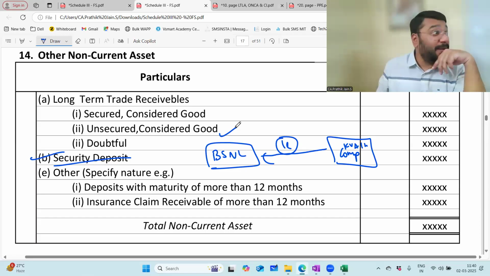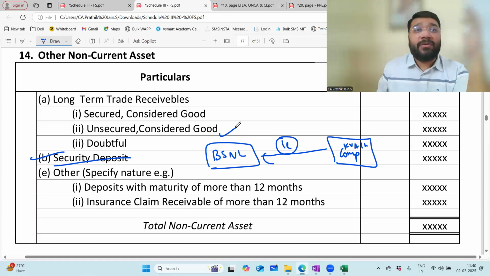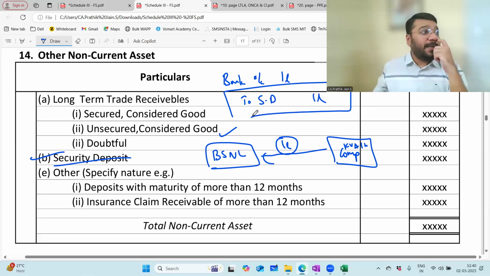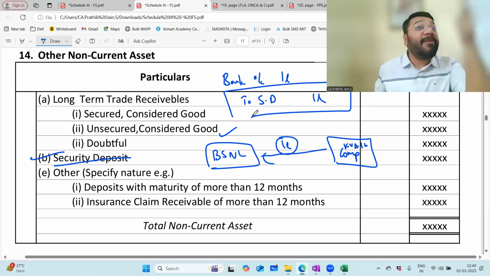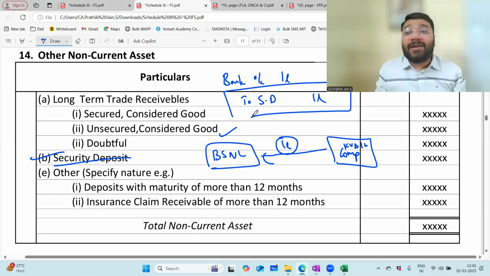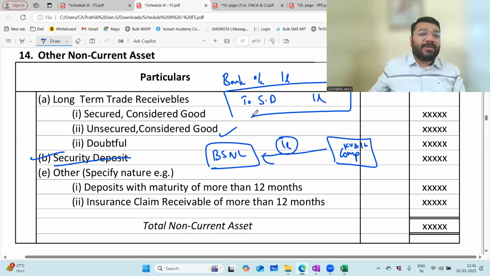Asset or liability? If you have confusion, pass an entry. BSNL is receiving money, so bank account debit 1 lakh, to security deposit 1 lakh. When I create a journal entry with credit, that ledger will have what balance? Credit balance. Which item will have credit balance? Liability. So this is a liability.